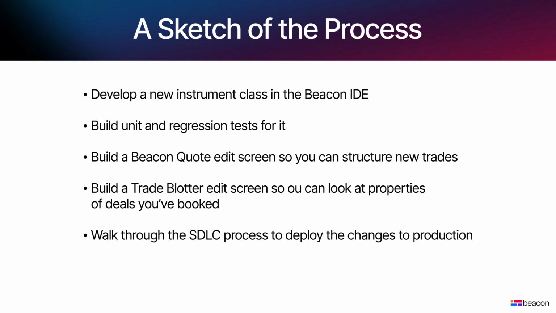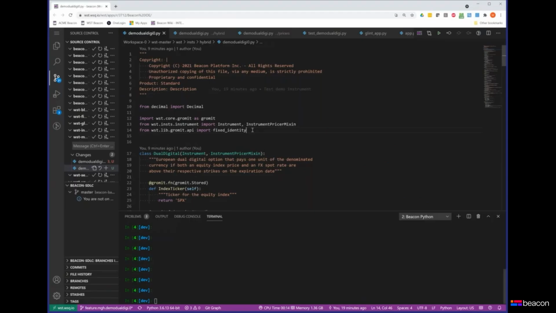This is all going to be in a development area. And so the last step is showing how to use our SDLC, our software development lifecycle tools that are built into our IDE, to deploy these changes into production in a really easy way. So let's switch over now to our IDE, and we can jump in and see how this all works.